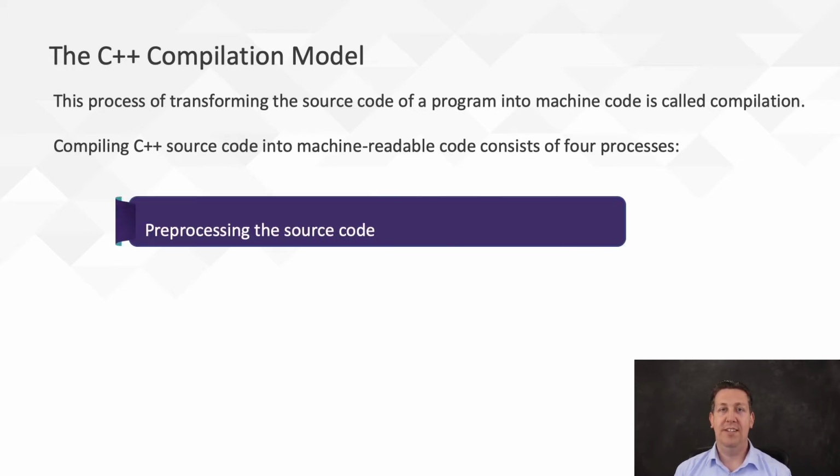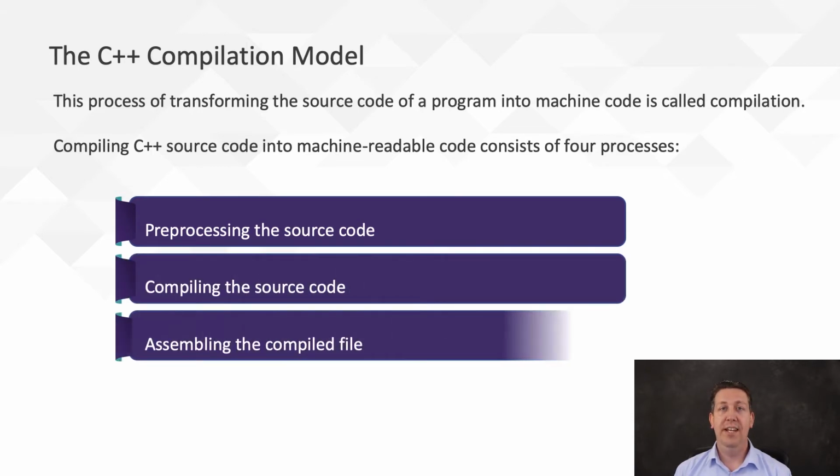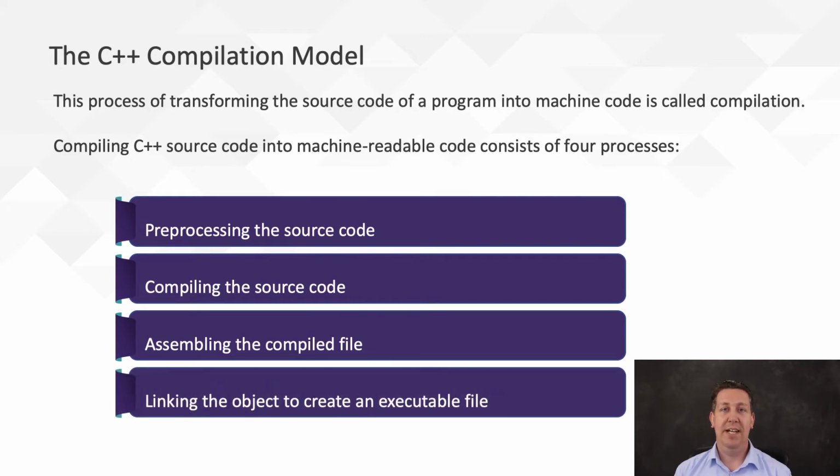1. Pre-processing the source code. 2. Compiling the source code. 3. Assembling the compiled file. And 4. Linking the object code file to create an executable file.